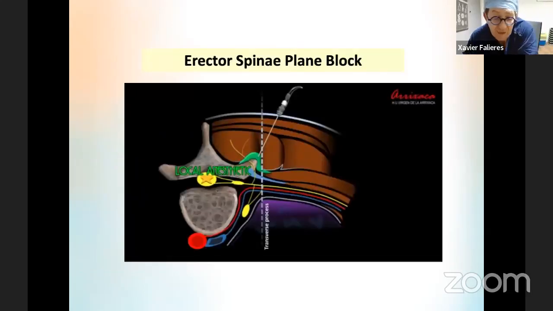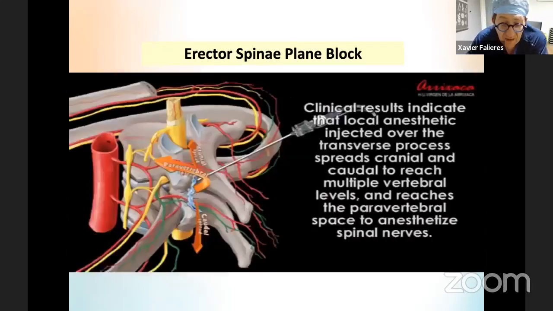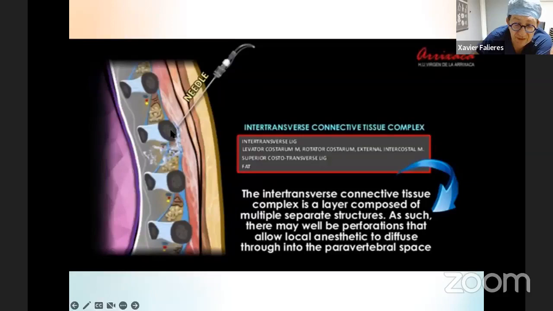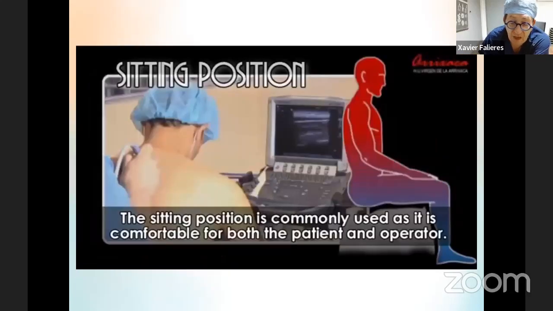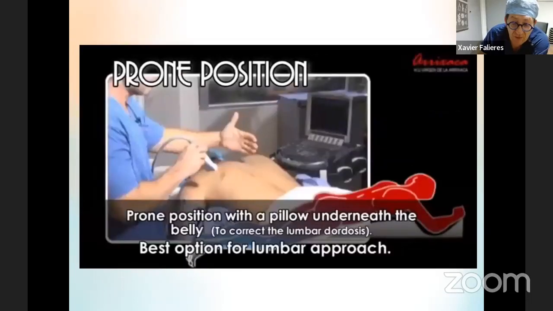I would say you can give it with ultrasound or only on landmarks. These are the directions of the needle. You will see here that it will diffuse in the paravertebral space. The needle goes in contact with the transverse process, and then the injection will give a diffusion in all the space. Also, an advantage: you can give this block in all positions, sitting, lateral, prone.